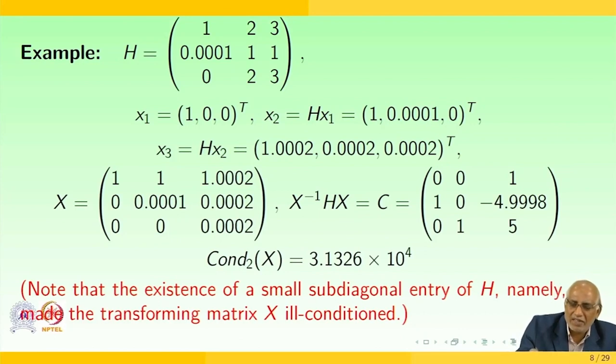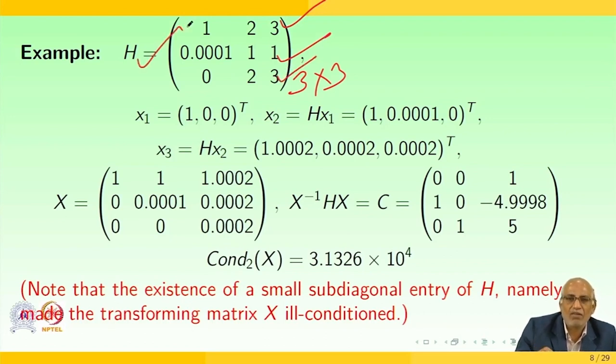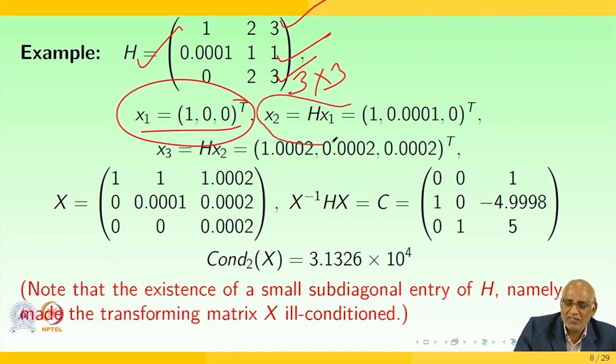Let's say that I have a 3 by 3 matrix, 1, 2, 3; 0.001, 1, 1; 0, 0, 2. This is the matrix H. And x1 is [1 0 0] transpose, and x2 is H times x1. So this will become like this, and x3 will be like this.